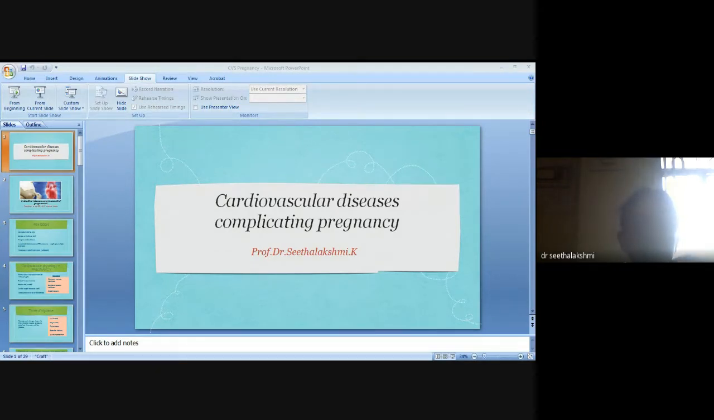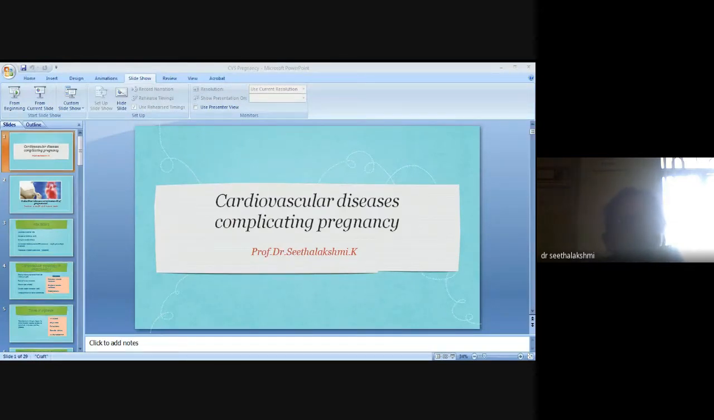So once the pregnancy is confirmed, you have to start heparin, and then after heparin you should switch over to warfarin, and after warfarin, after 36 weeks till 7 days of the puerperium, it is again switched over to heparin.